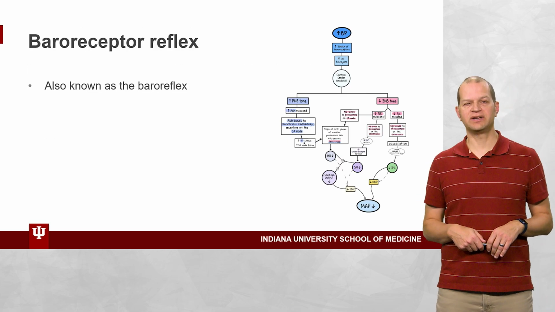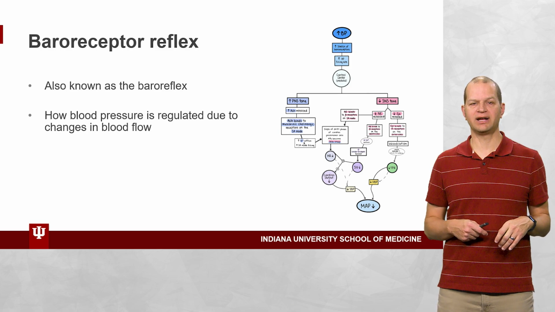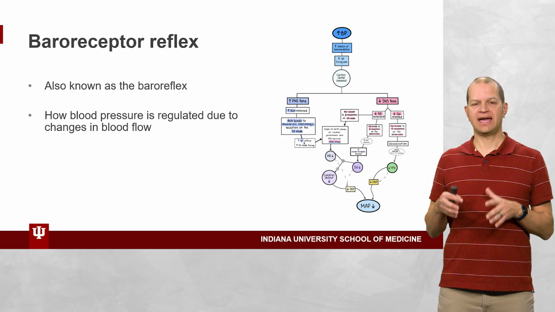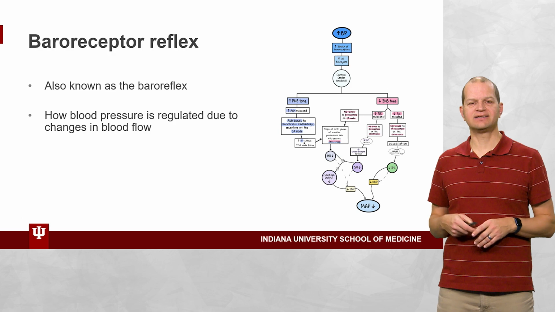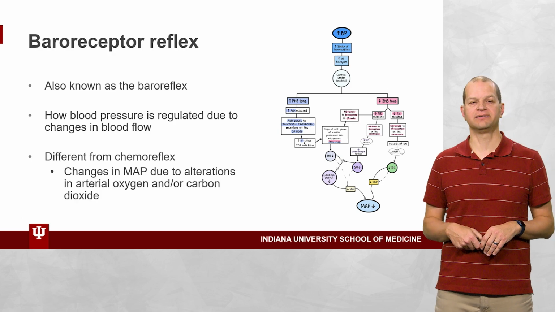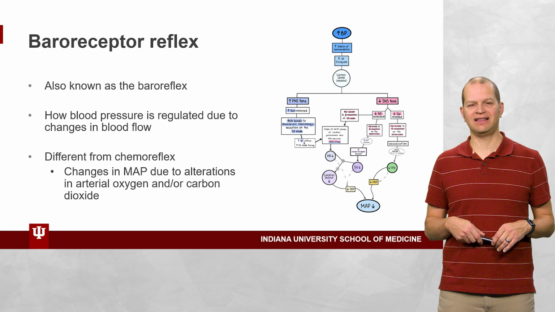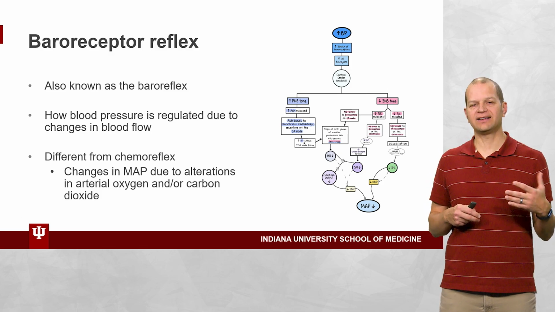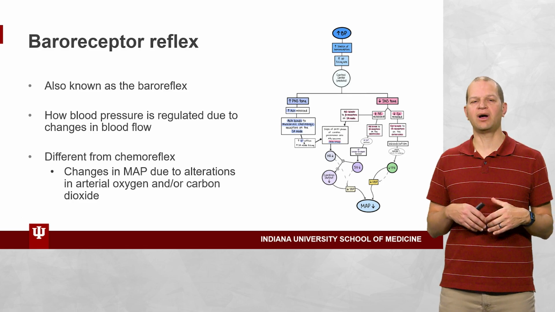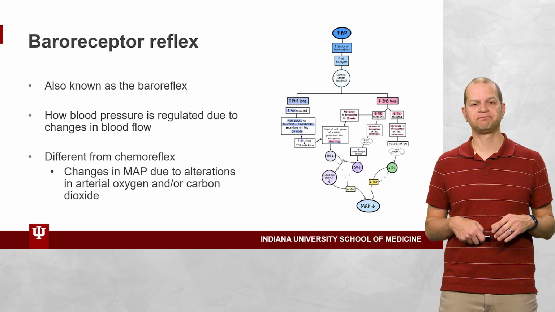So the baroreceptor reflex, also known as the baroreflex, is ultimately how your body regulates blood pressure. Okay, and it does this by altering blood flow. We're going to talk a little bit more in the urinary system about how the kidneys regulate blood pressure, but it's an entirely different mechanism. There's also something called the chemoreflex that we're not going to talk about in this class. But just to at least let you know that it exists, it's where blood pressure changes because we're trying to adjust for changes in oxygen or carbon dioxide in our bloodstream.